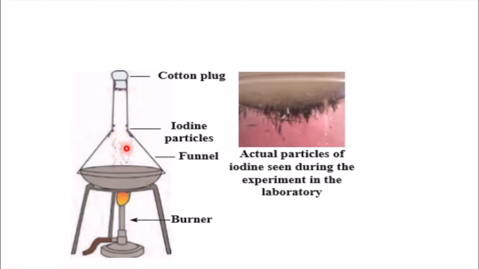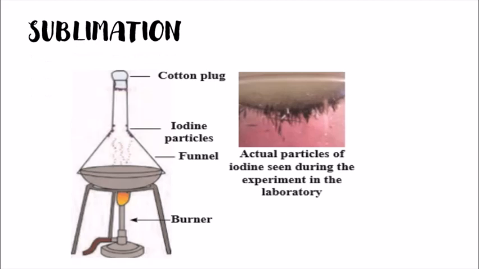So that means these iodine particles are directly converted from solid to the gaseous state, skipping the liquid part. Instead of getting converted into liquid state, these particles directly get converted into the gaseous form. Such substances which change from solid state into the gaseous state or vapors without first changing into the liquid form, this process is called sublimation. So in sublimation, the solid substance directly gets converted into the gaseous substance.